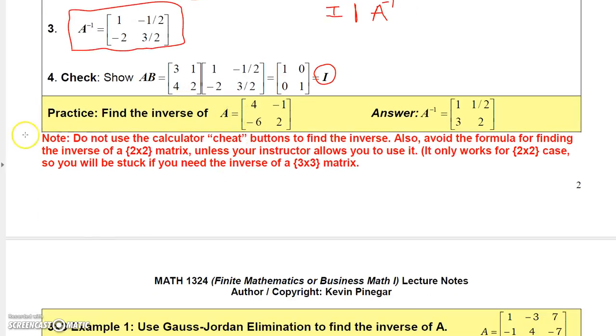Now I realize the calculator will let you cheat and hit the inverse key, but you really need to learn how to do this using row operations, because many professors will not let you do this any other way.